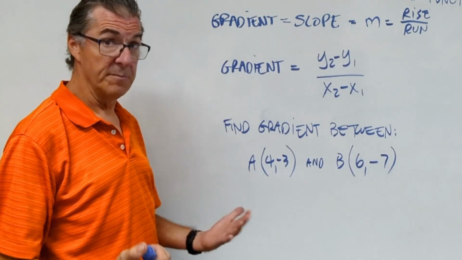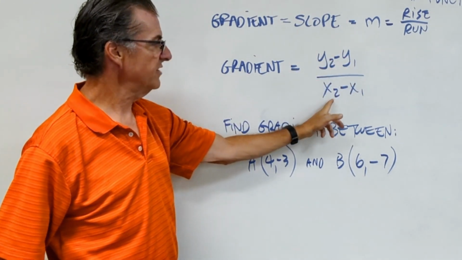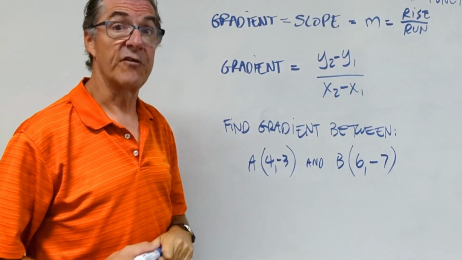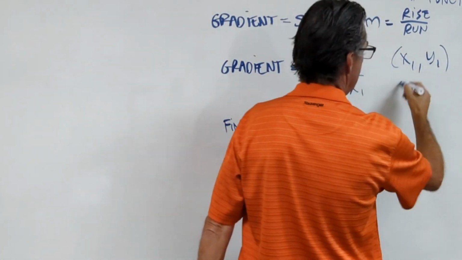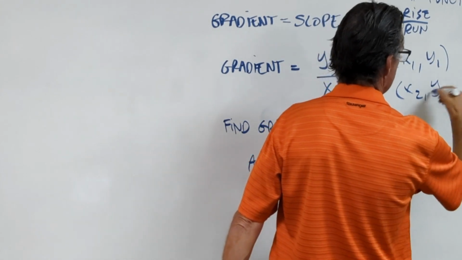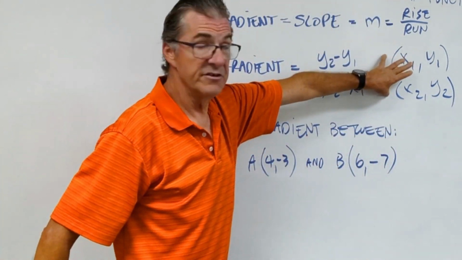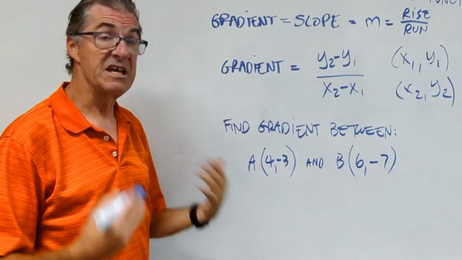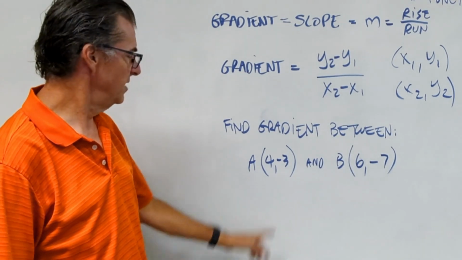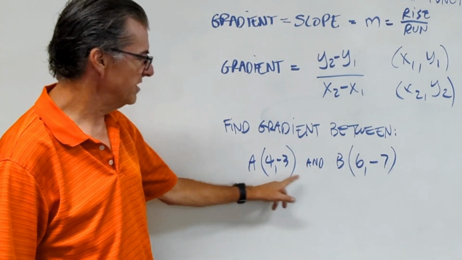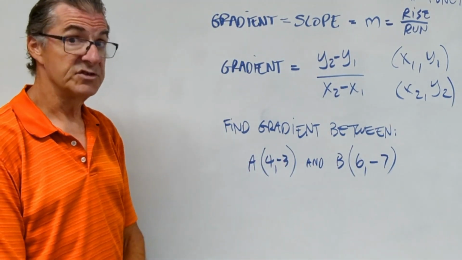Okay, we have a formula for this. Gradient equals y2 minus y1 over x2 minus x1. And this is for 2 points, (x1, y1) and (x2, y2). So if you have 2 points, you just plug your values from your 2 points into this formula, and that gives you the gradient. So here's one, and I want you to try this plug-in step. Between the 2 points, (4, -3) and (6, -7), find the gradient between those 2 points.